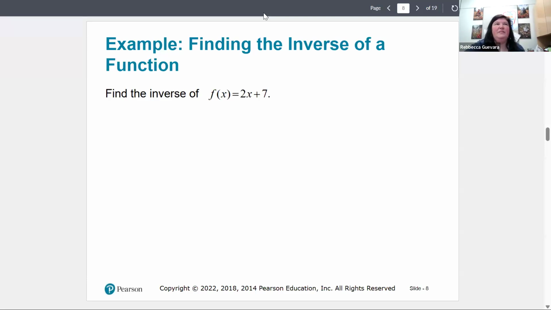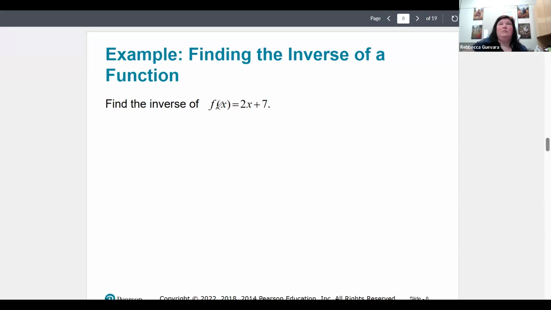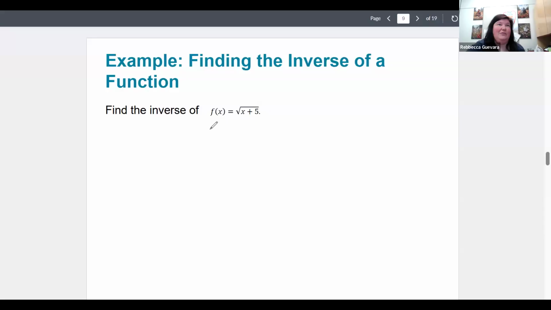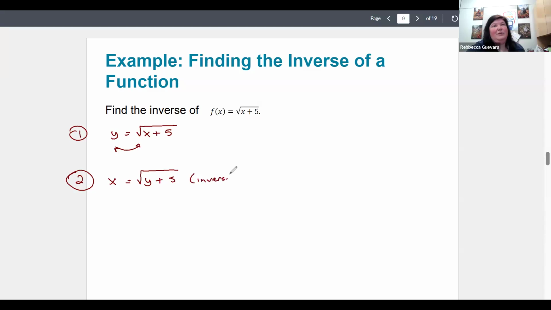Okay, let's try another one. Oops, I accidentally went back a slide. So here we have f of x equal to the square root of x plus 5. So we're going to write y equals the square root of x plus 5. That's the first step. Then we're going to switch the x and y to get my inverse. So x is equal to the square root of y plus 5. This may or may not be a function.